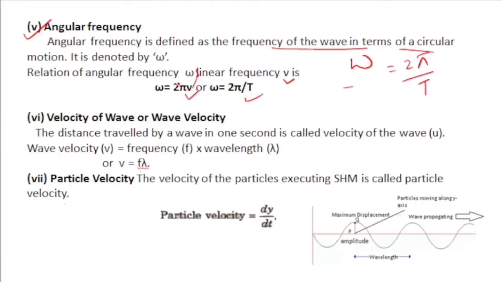This is angular frequency. Now there are two types of velocity. One is wave velocity and the other is particle velocity. So wave velocity: when energy is propagated in one direction, or a disturbance, a wave is produced.